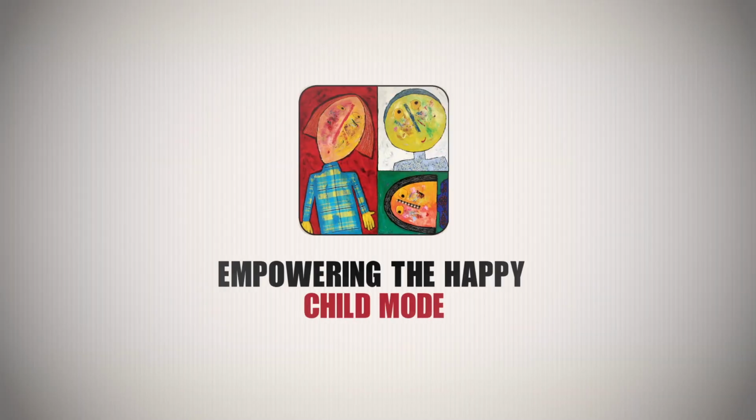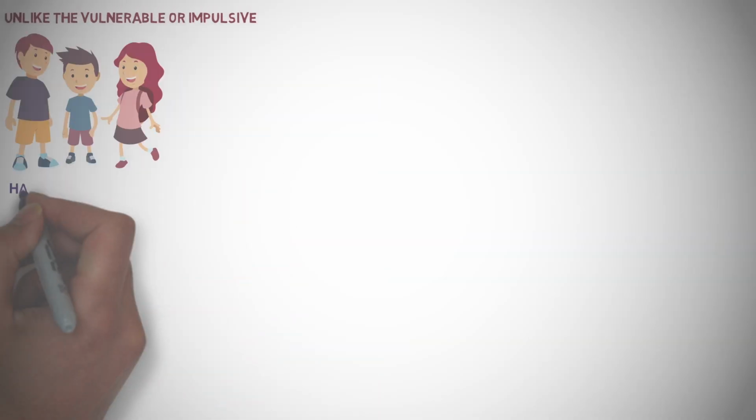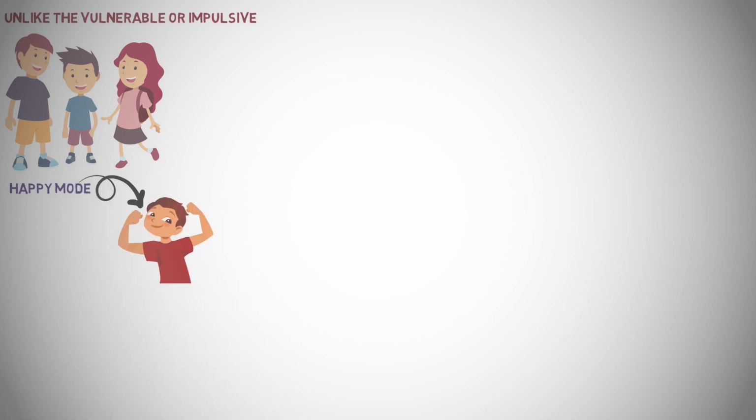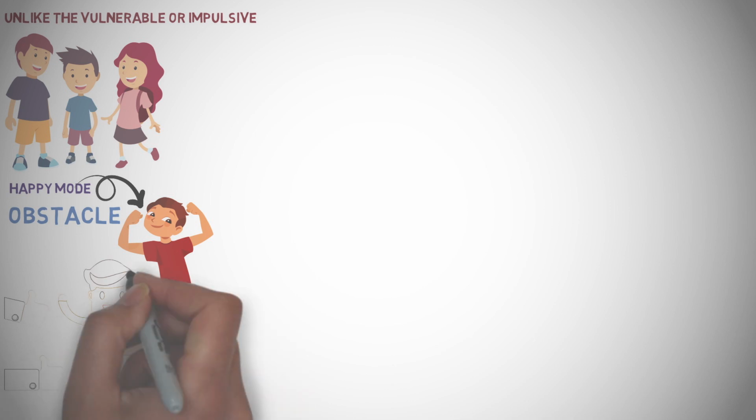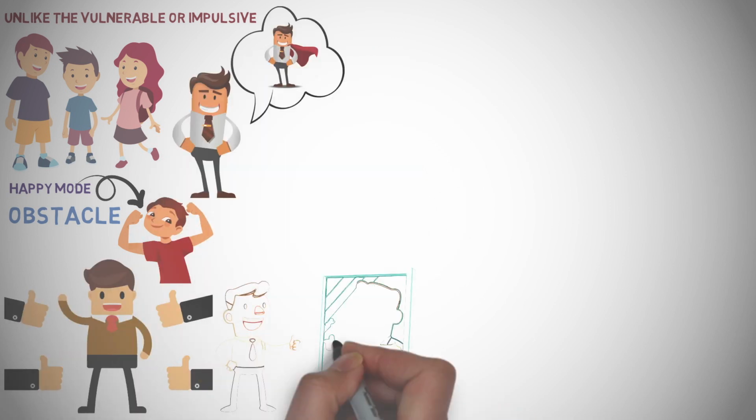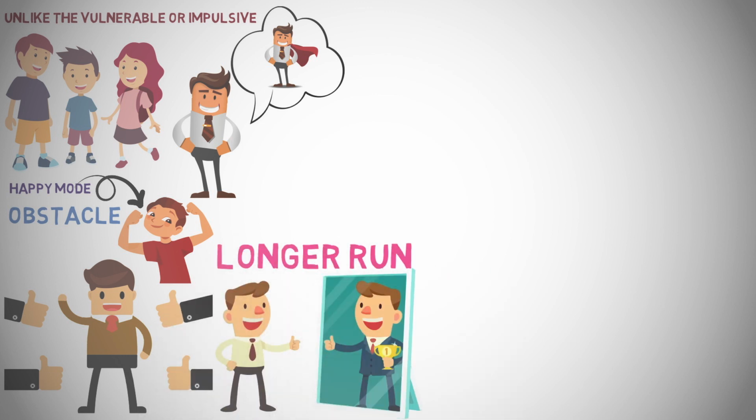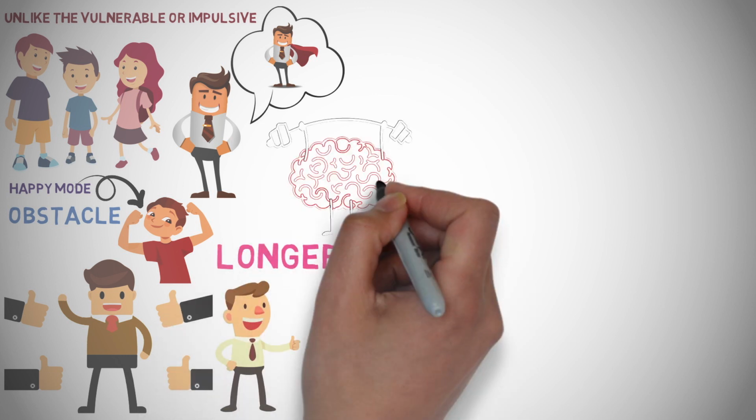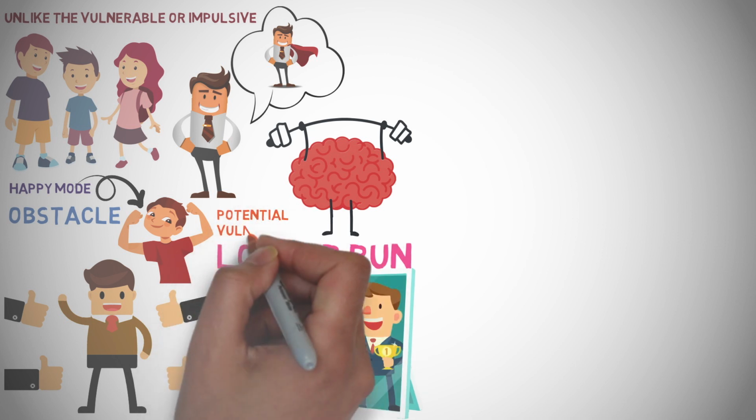Empowering the happy child mode. Unlike the vulnerable or impulsive child mode, the happy mode must be regarded as a strength rather than an obstacle. It is because it helps you work in order and with positivity. When you find yourself enjoying what you do and feel pleasure in the longer run, it is suggested that you strengthen this state of mind against any potential vulnerability.